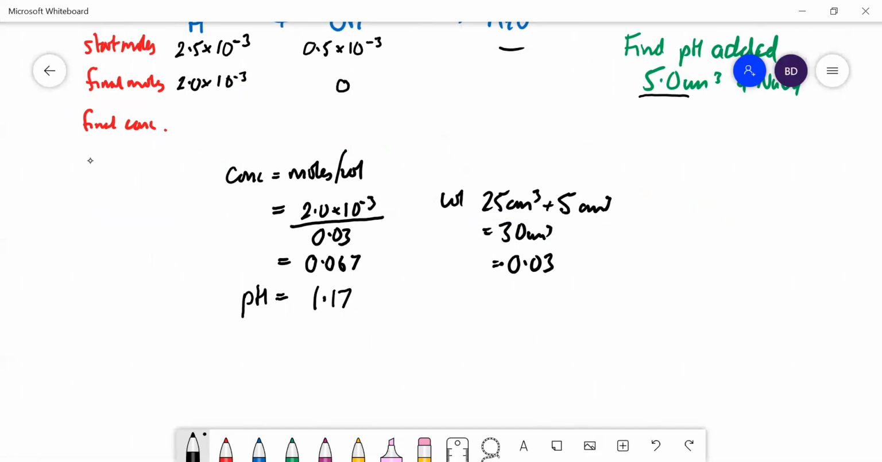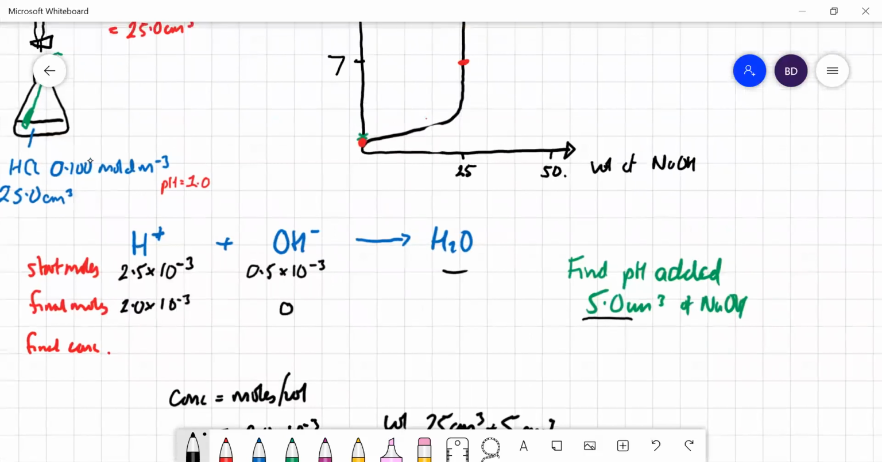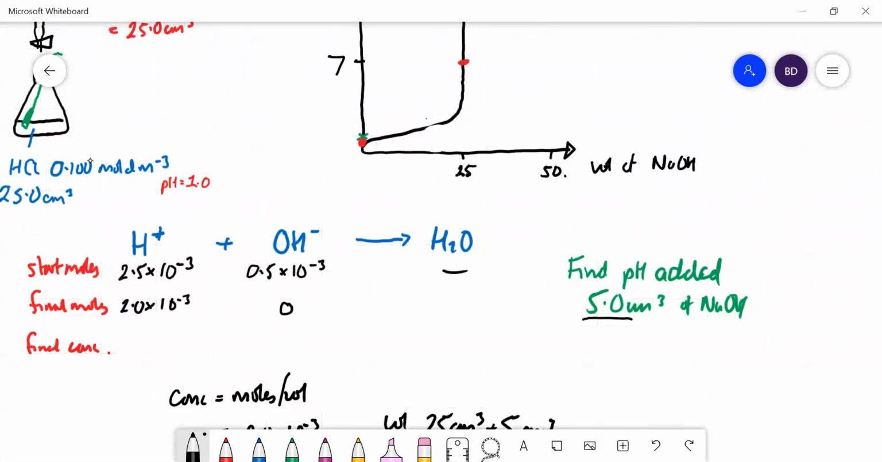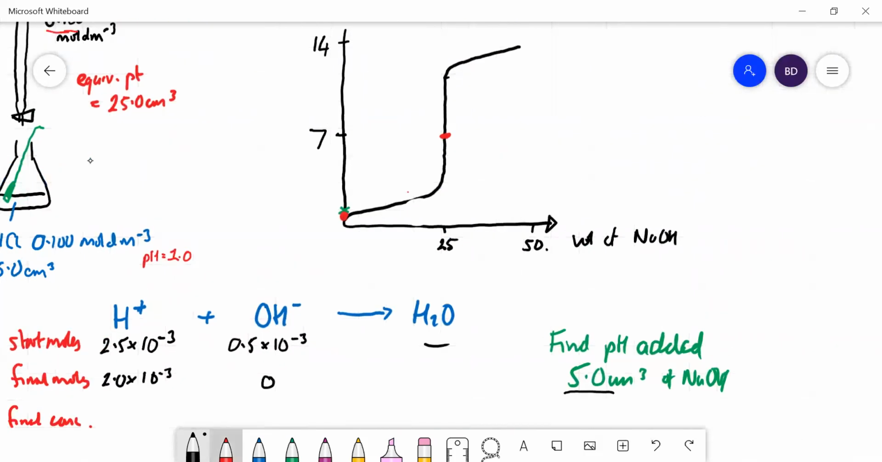It started off as 1, and we've added a fifth of the way to the end point, 25, and it's 1.17. So I'll put that on the graph. I'll do a little table here with the volume of OH minus, and the pH. So at naught, the pH was 1. When we added 5, it's 1.17.